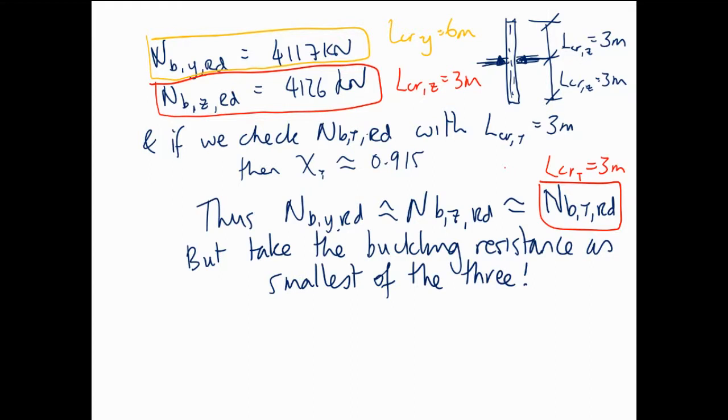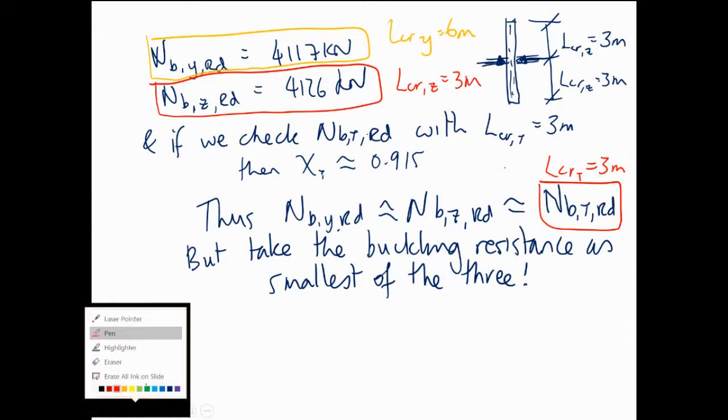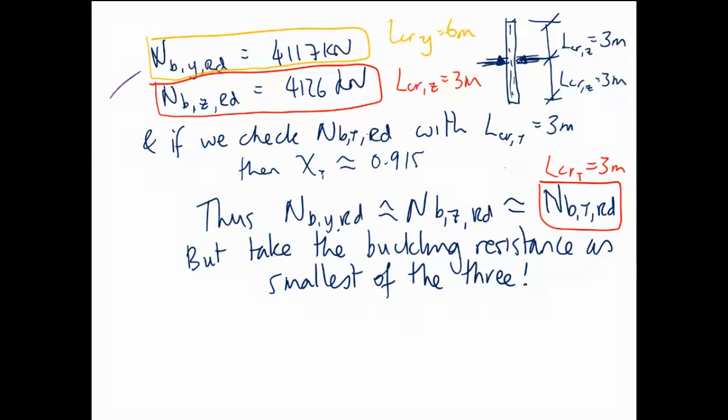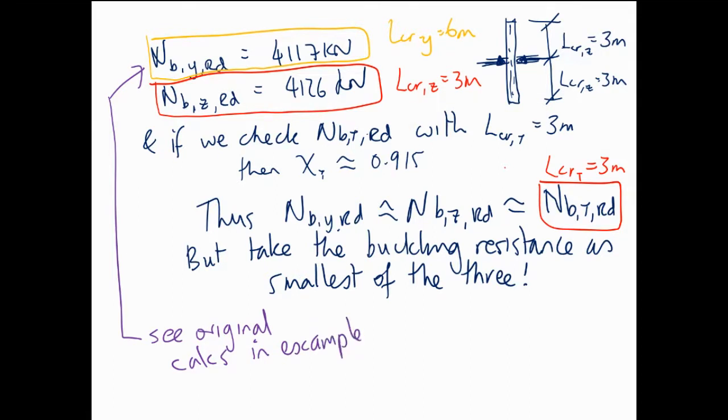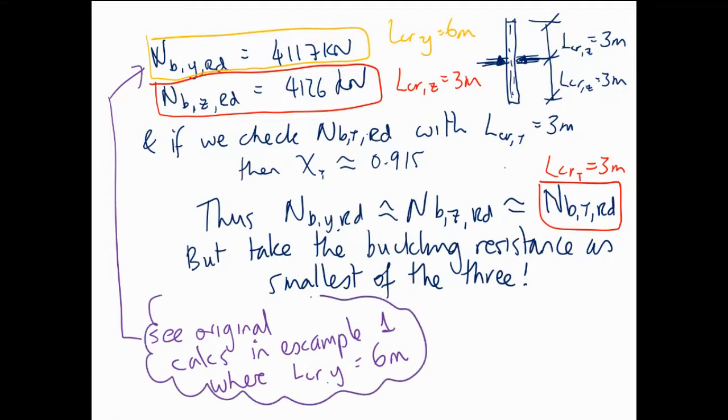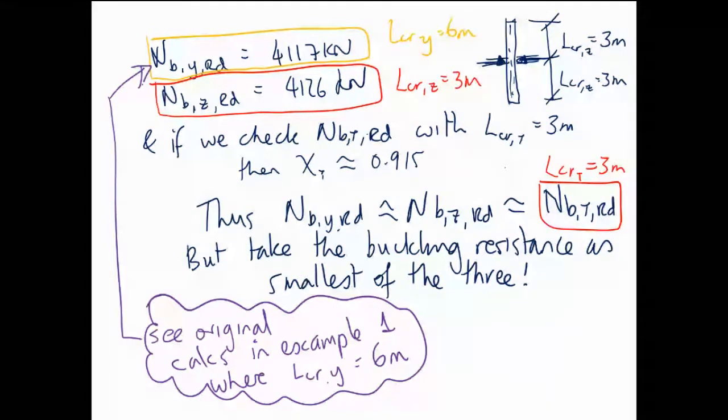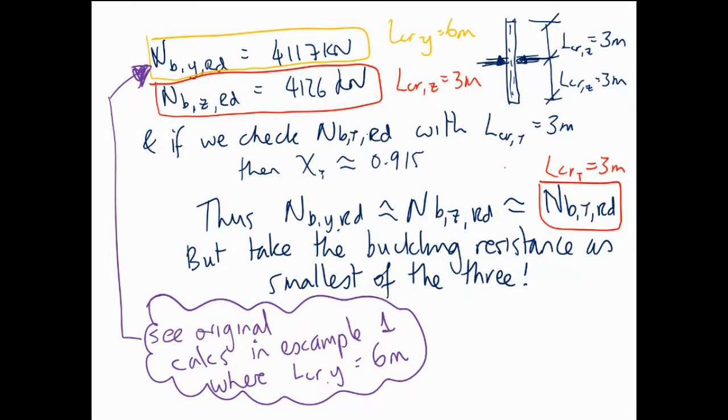Some questions here. So where does this 4,117 kilonewtons come from? So you see the original calcs in example one, where the critical length is 6 meters. So the original calculations that we did for example one, where we had the critical buckling length about the major axis as 6 meters. That's where we got the buckling resistance about the y-axis, 4,117 kilonewtons. Okay, so I think that should be that example done.